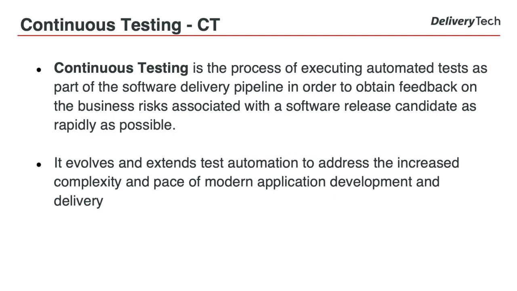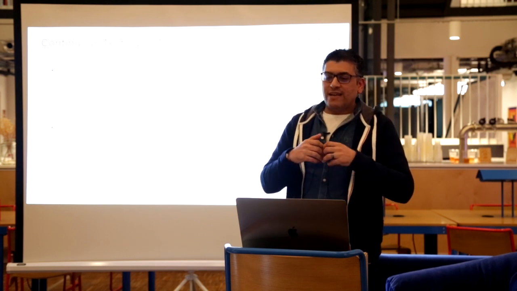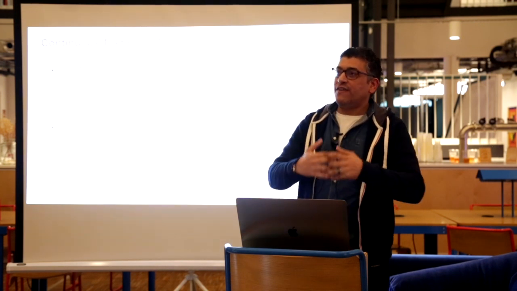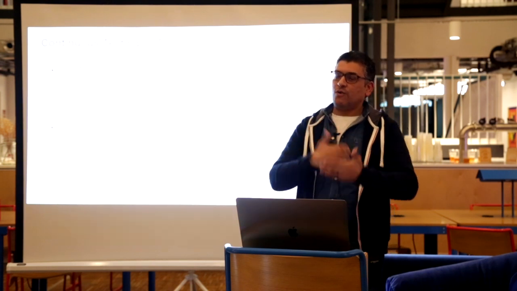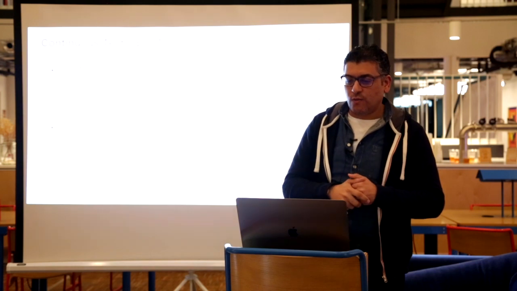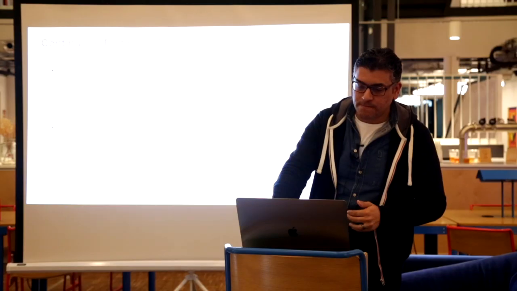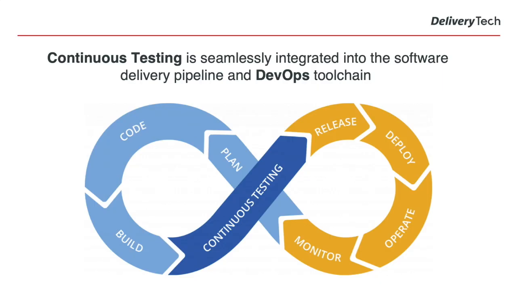To obtain feedback, we need to get fast feedback. Like I said a while ago, we need to fail fast. If we fail fast, we can check what the problem is and start our work again. It extends the test automation to address the increased complexity, for our mobile application and for delivery, so we need to add continuous testing in our cycle. Continuous testing is seamlessly integrated into our pipeline.